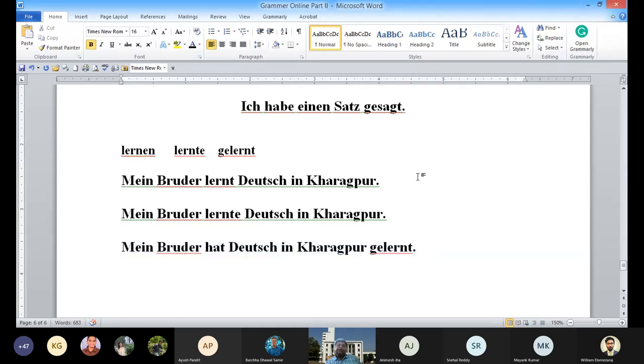So these are the three different tenses, which are called present, Präteritum, and perfect. And this is the way we are changing, one into another. From present, you can make past. From past, you can make perfect. Do you have any question? Anybody is having any doubt, any question, please ask. If it is not clear, please ask.